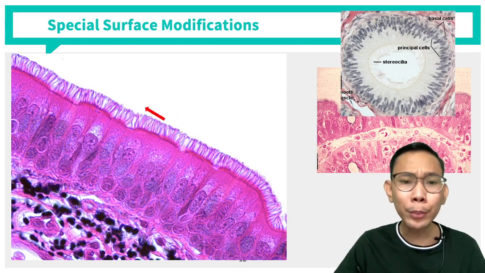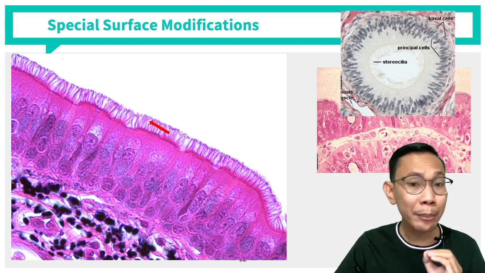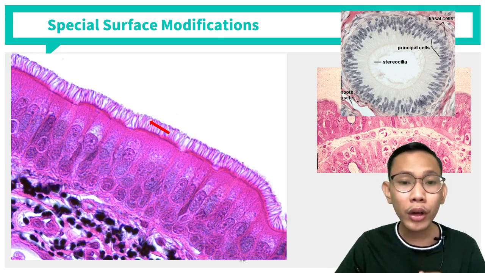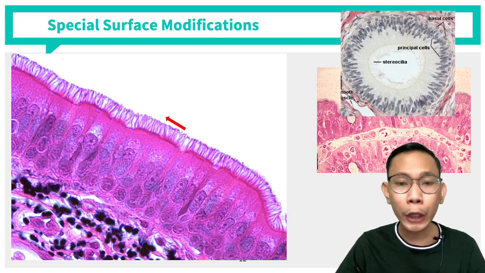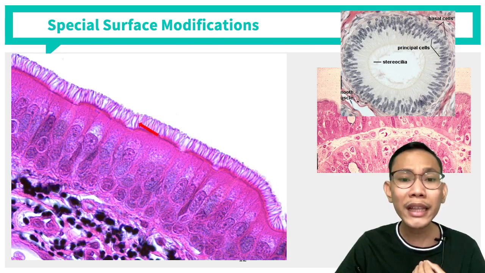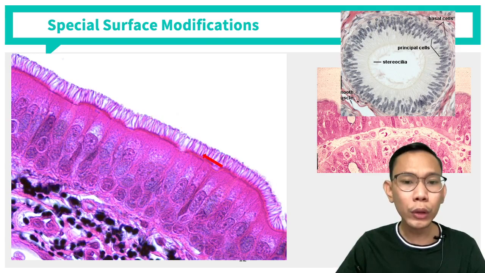So doc, what is the purpose of your cilia? These are now your cilia, or your specialized surface modification. The main function of your cilia is actually for transportation, because your cilia mediate the transport of particles that are trapped in your mucus out of your air passages. So it helps to remove foreign particles or substances in your respiratory area. That's why your respiratory tract contains cilia. So again, this is pseudostratified ciliated columnar epithelia.